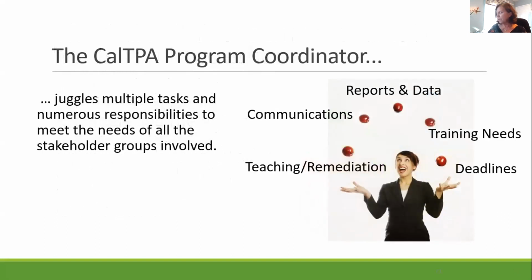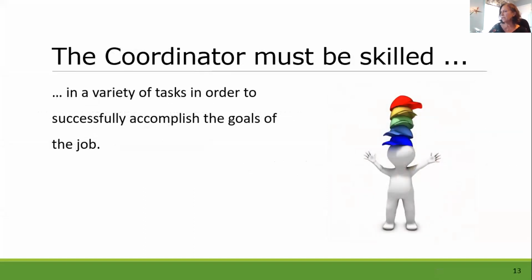Next slide. You're juggling a lot and we understand that. In addition, we want you to also be thinking about on a monthly basis and on a quarterly basis, the data that's coming in. You have the opportunity through Reports Analyzer and Ed Reports to see who's signed up each month, who's in the system and registered, and then as that data starts to come back. So we understand that you're juggling a lot, from teaching and remediation to communications with everyone, reports and data, thinking about how to provide training, and then of course, meeting those deadlines for submission. I'm going to turn it over now to Zoltan.